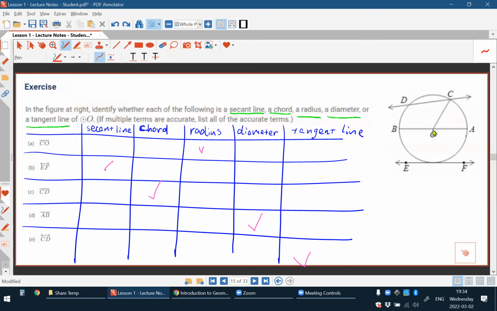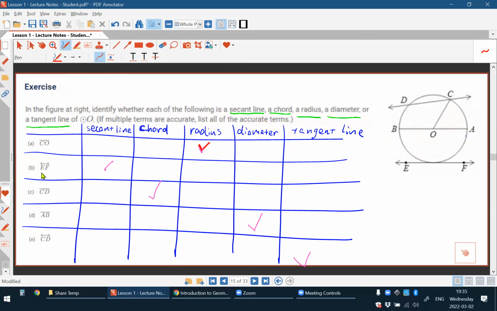Segment CO, apparently always a center, right? From a center to any arbitrary point on the circle is of course a radius. So this is correct. It's not a diameter, right? A diameter has to be a chord first, and then this chord must cross the center. So it's not a diameter. Of course, a segment cannot be a line, so it's not a tangent line.